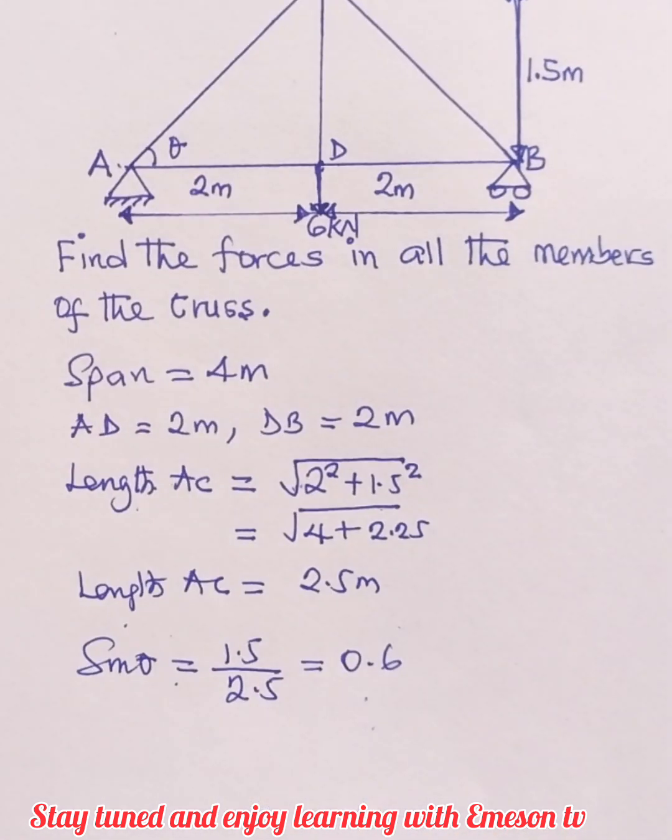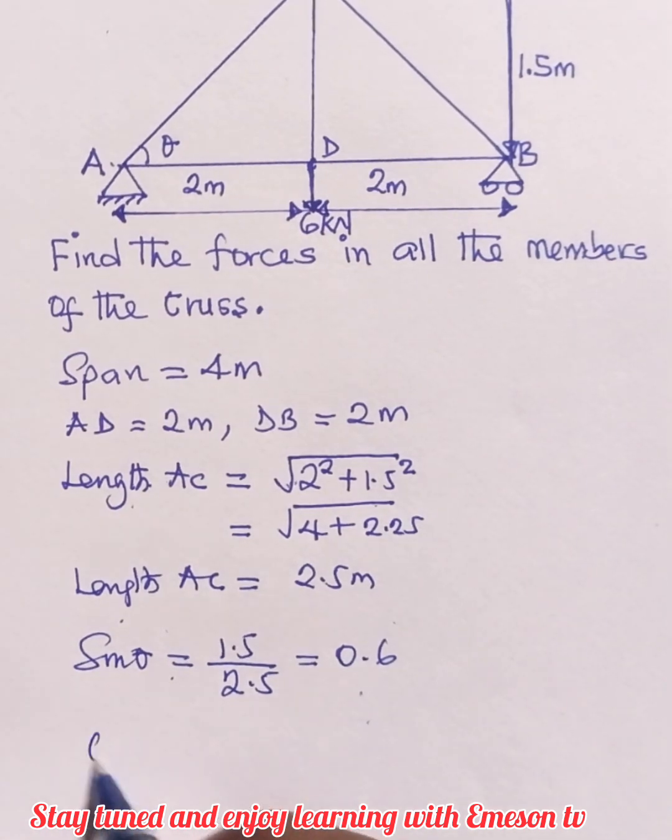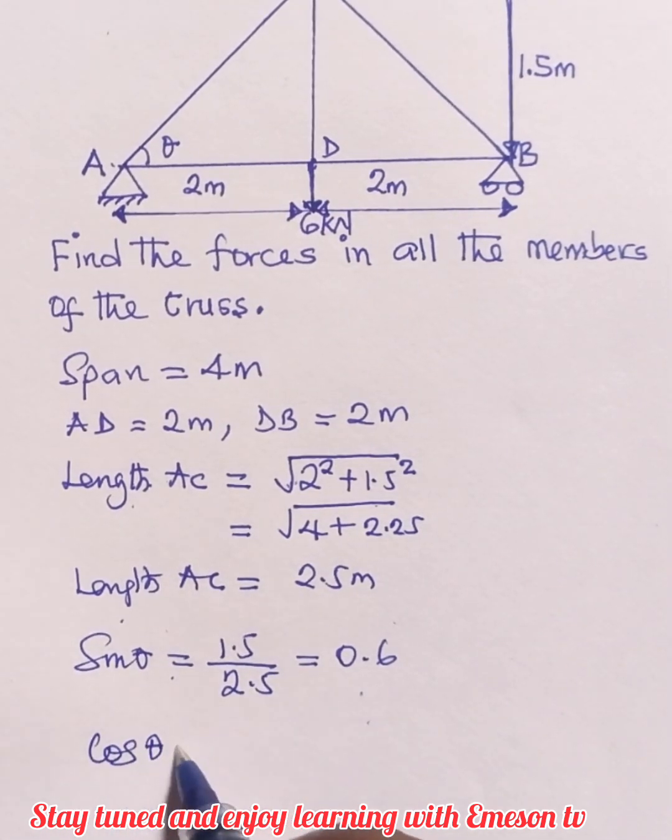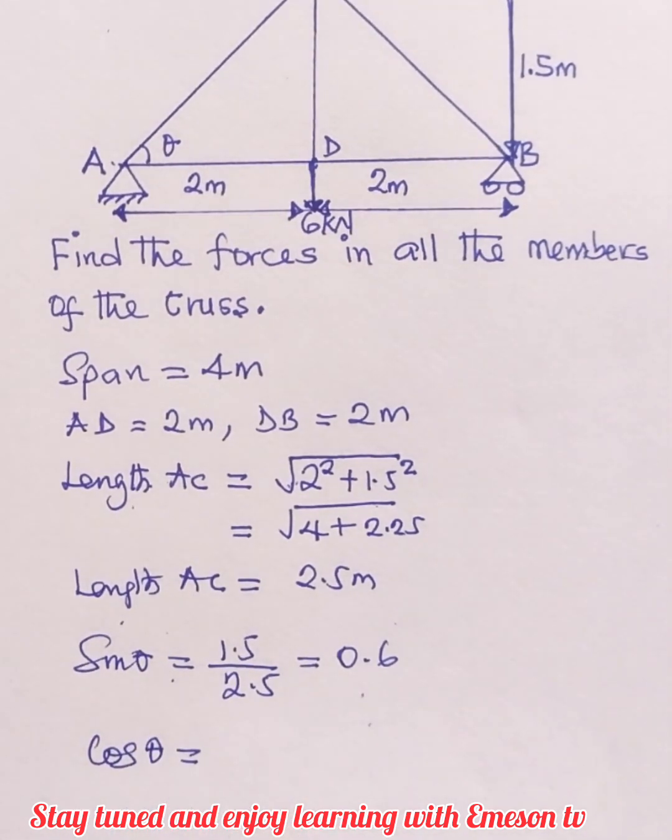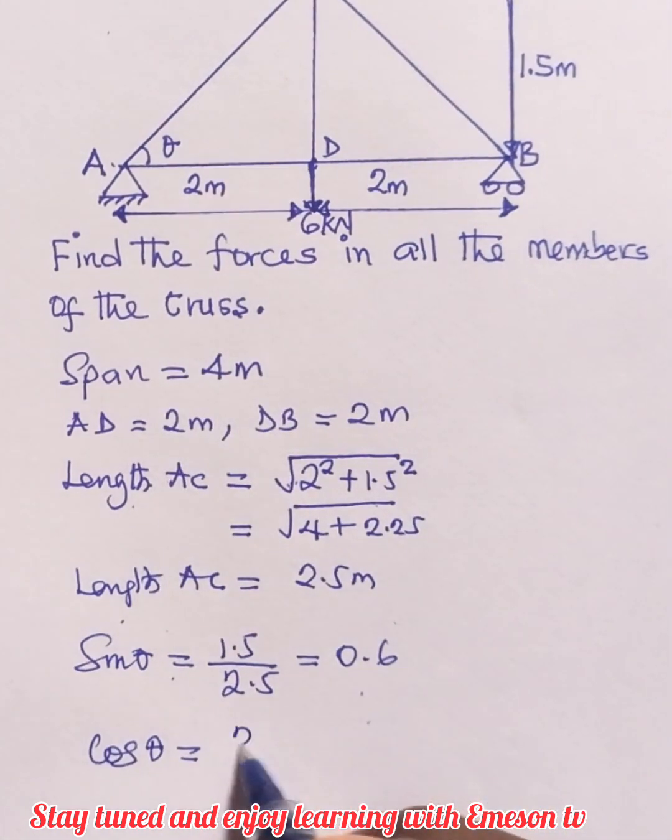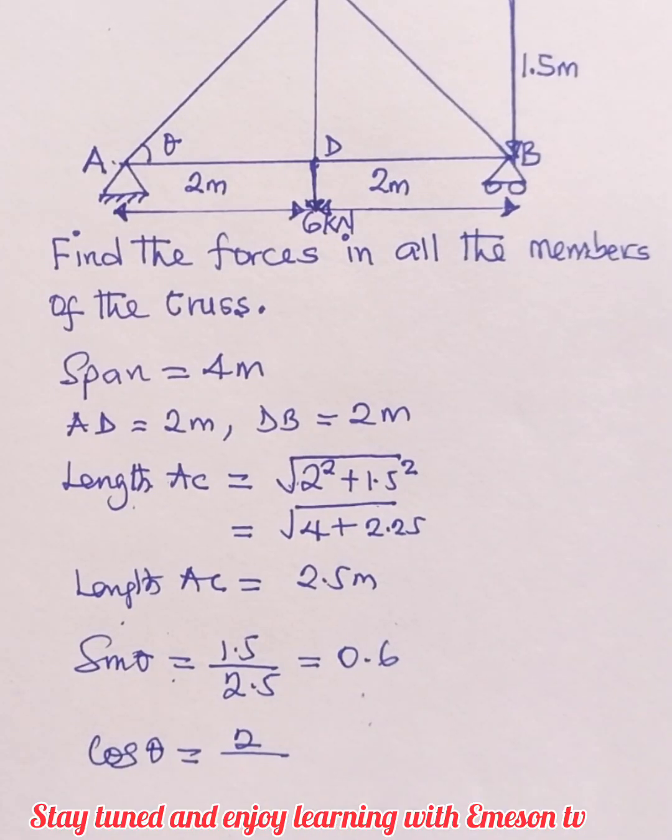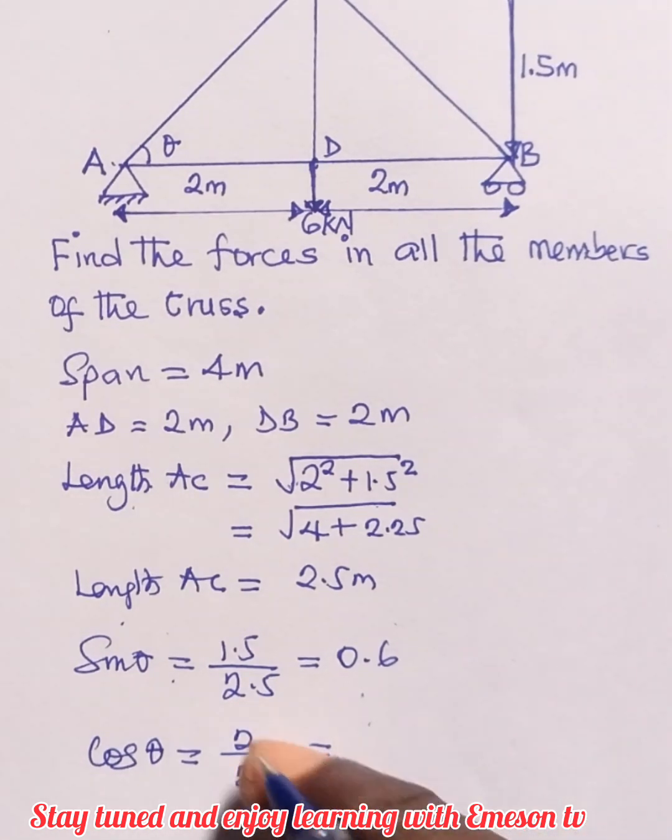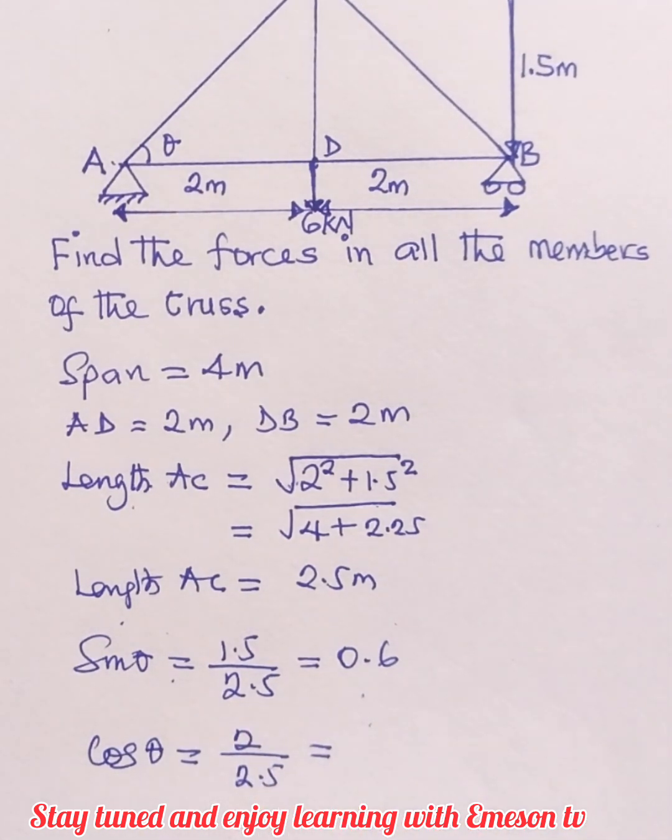The knowledge of cos theta is also important. Cos theta, cos becomes what? Adjacent over hypotenuse. What is the adjacent? 2. What is the hypotenuse? 2.5. So we'll divide this by this. We have our cos theta is 0.8.